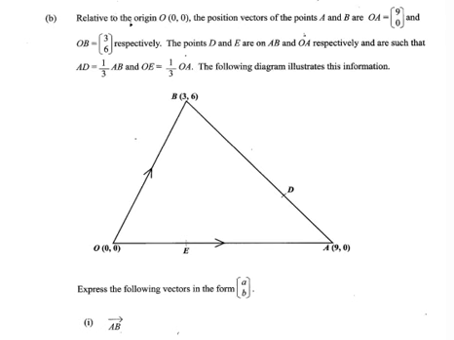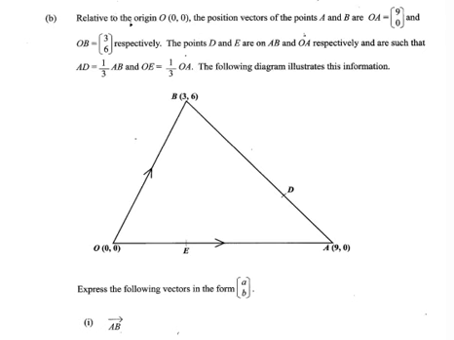Alright, May 2015, question 10b. And the question reads, relative to the origin O, which is the point (0, 0), the position vectors of the points A and B are OA is (0, 9) and OB is (3, 6), respectively.